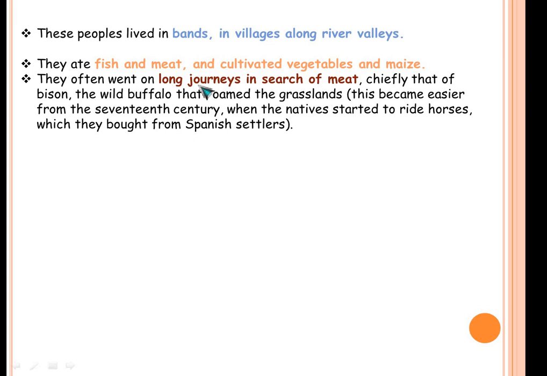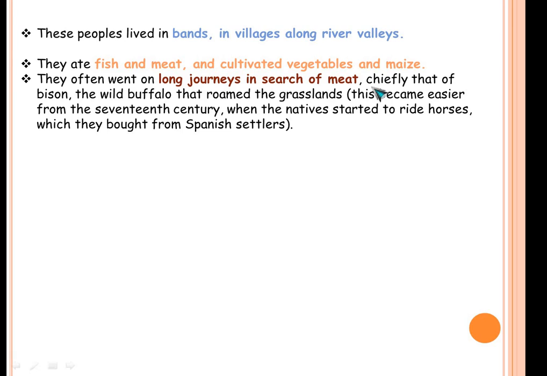They often went for long journeys in search of meat. They used to go on hunting expeditions, and what was available in these places was only the bison, the wild buffalo which roamed the grasslands. They used to hunt it and they used to capture it.